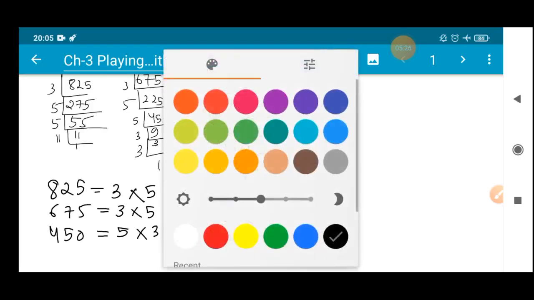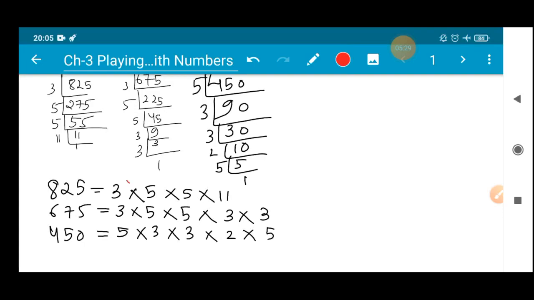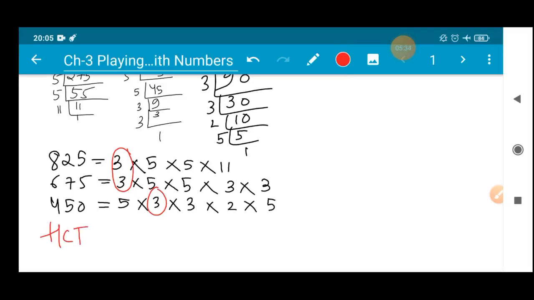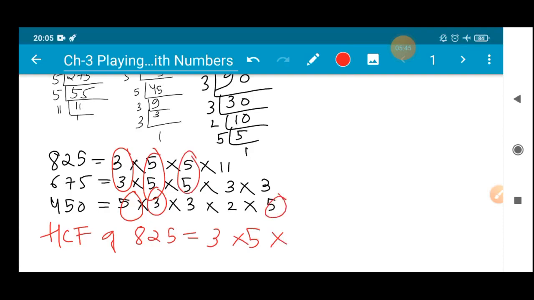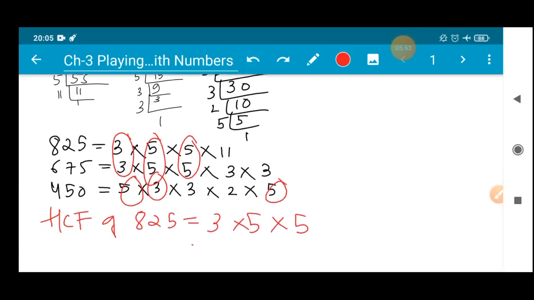Okay, so now let's start finding the highest common factor. So here 3 is getting matched. So you can write here HCF of 825, 675 and 450 is equal to 3 first. Then yes, this 5 and 5 is getting matched. Okay, no other numbers are there which are getting matched, right? So we can write this much. So 3 5s are 15, 15 3s is 45. Yes, 3 1s are 3, 3 plus 1 is 4, 45.